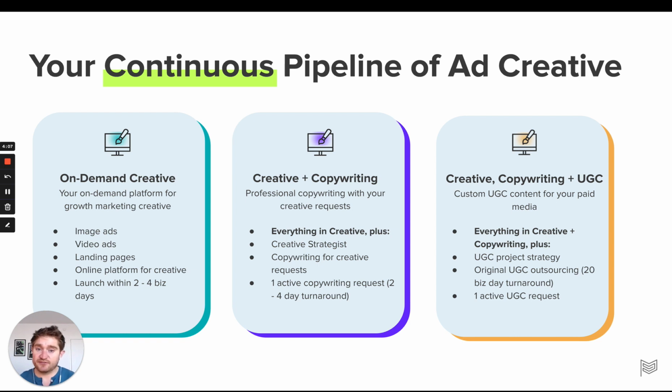So you get up to 5 images in 2 business days, up to 3 videos in 3 business days, and 1 brand new functional hosted landing page that you can actually set up a CNAME or set up a subdomain to be able to have a link that just works right away. You can get that landing page in 4 business days. So again, up to 5 images in 2 business days, up to 3 videos in 3 business days, and 1 landing page in 4 business days.